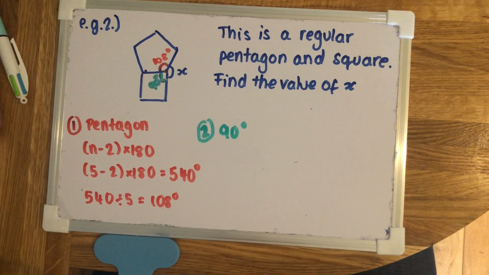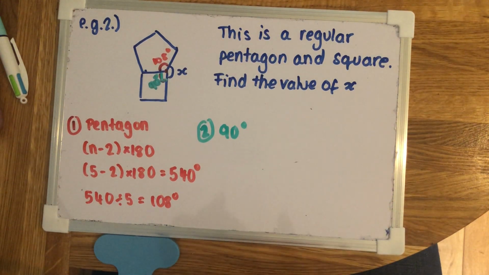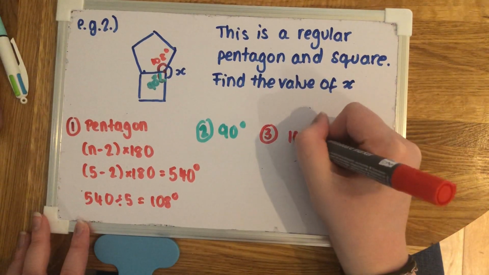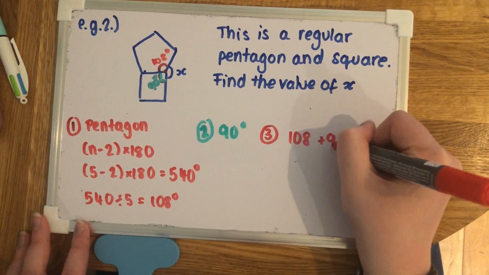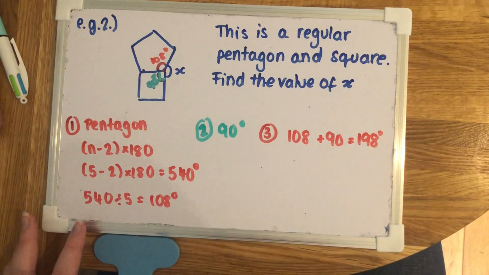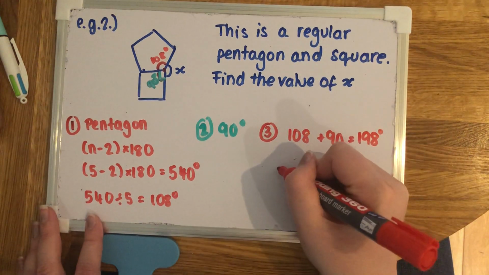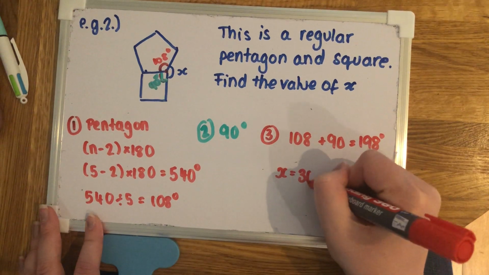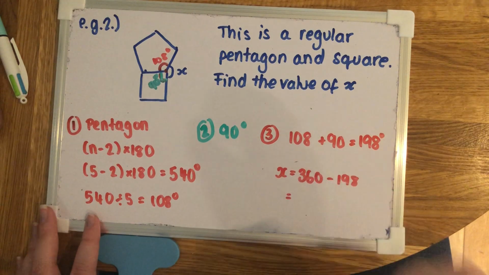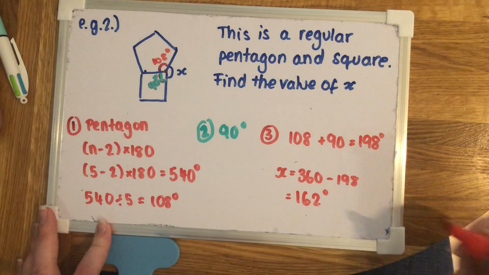Now to finish it off, as I said before, angles around one particular point is 360. So if we add the two angles that we've just found, so 108 and then 90, which gives us 198 degrees. If we then subtract that from 360, that will tell us what x is. So x will be 360 minus 198, which is 162 degrees.